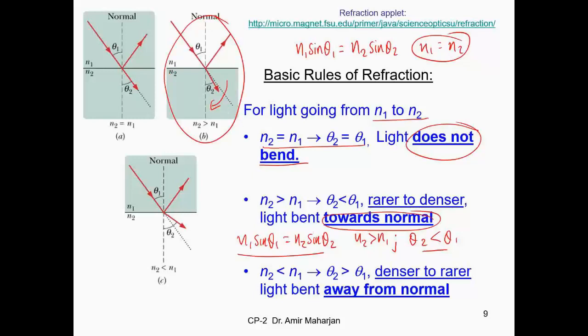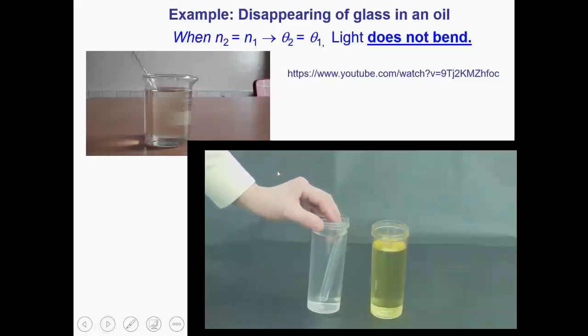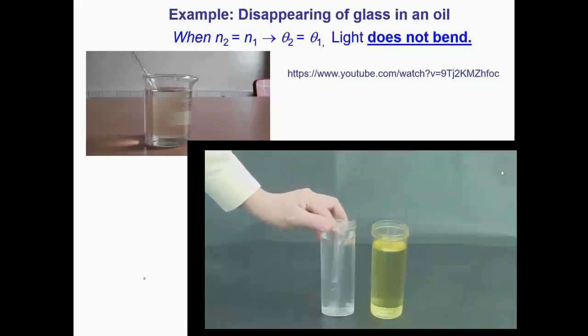And the opposite will happen when light travels from denser to rarer, say glass to air. Light will bend away from the normal, like that, because theta 2 is greater than theta 1 based on Snell's law. That's how you check Snell's law in different scenarios. And here's an example. You can also check this video.